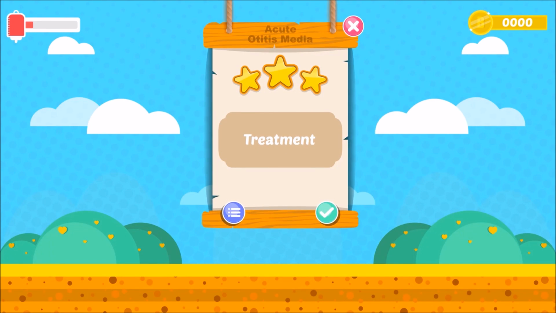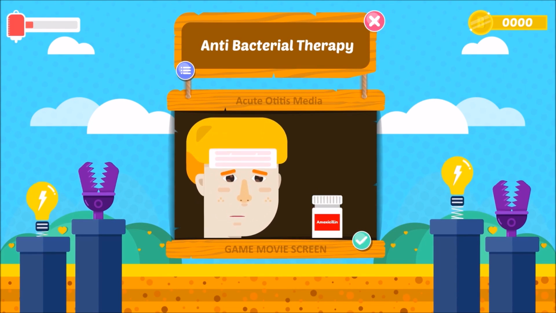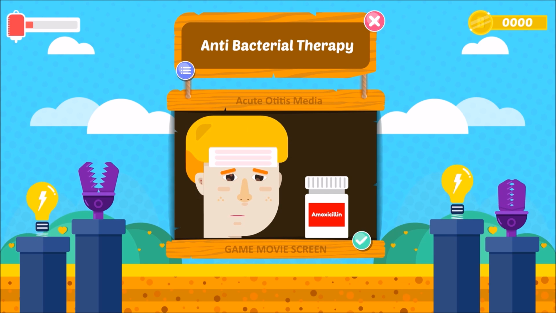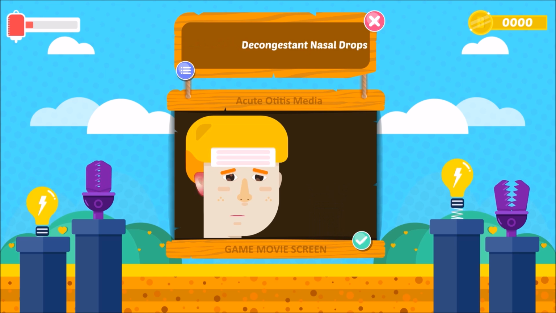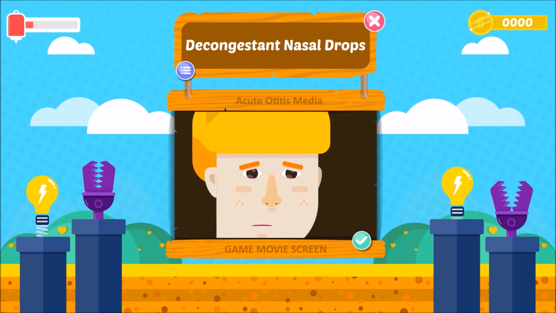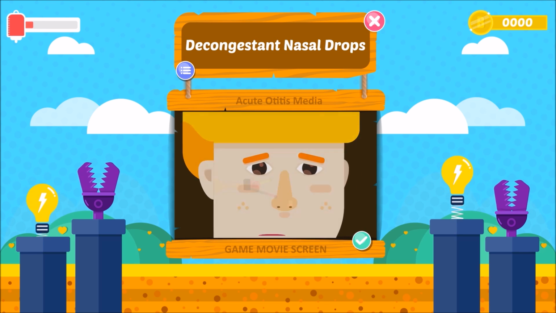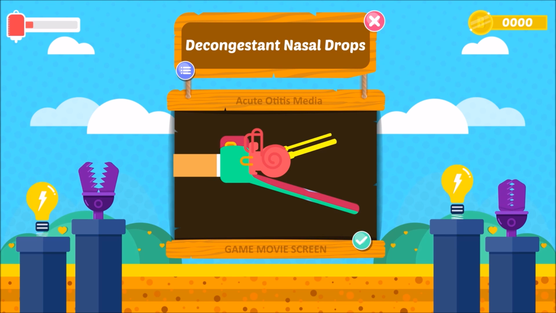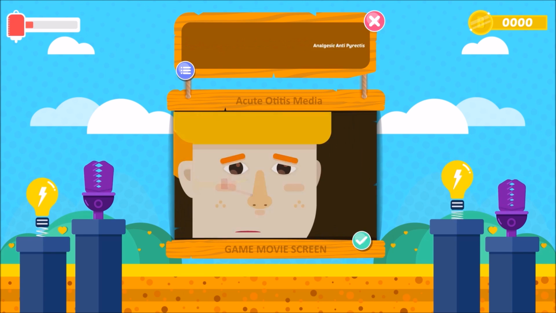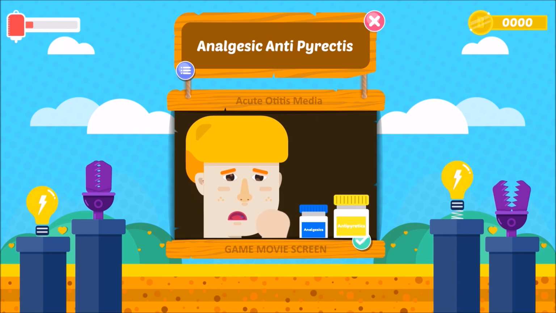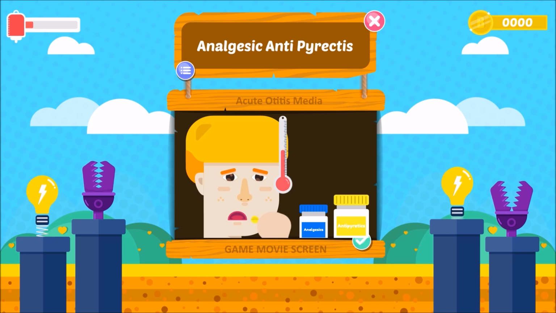Treatment. 1. Antibacterial therapy. It is indicated in all cases with fever and severe earache. 2. Decongestant nasal drops. Nose drops should be used to relieve eustachian tube edema and promote ventilation of middle ear. 4. Analgesics and antipyretics. Help to relieve pain and bring down temperature.